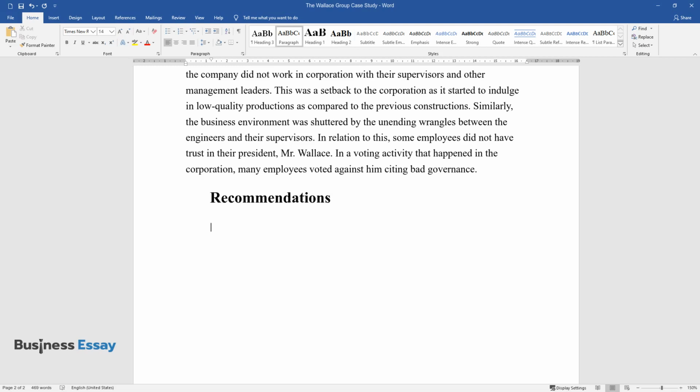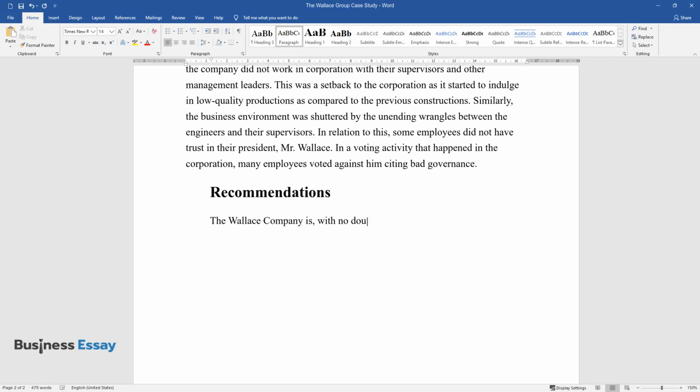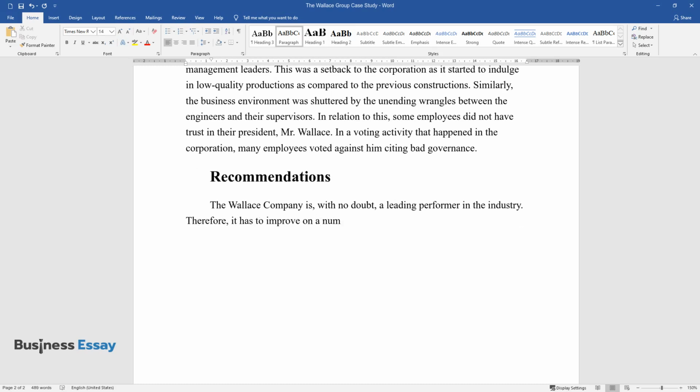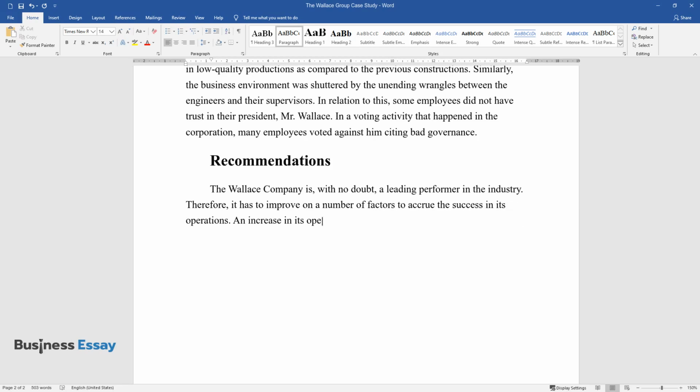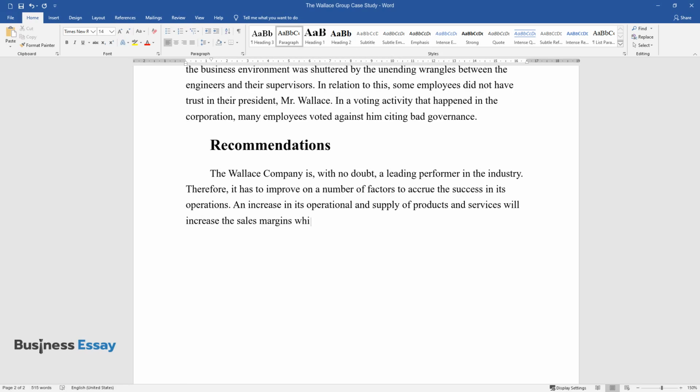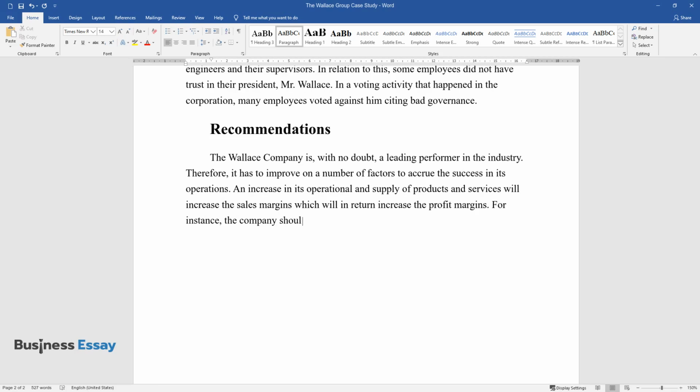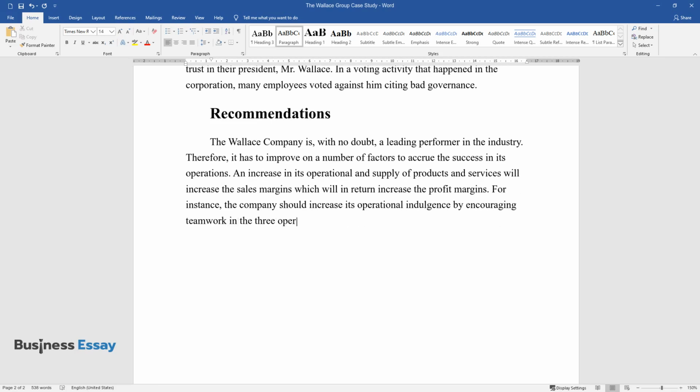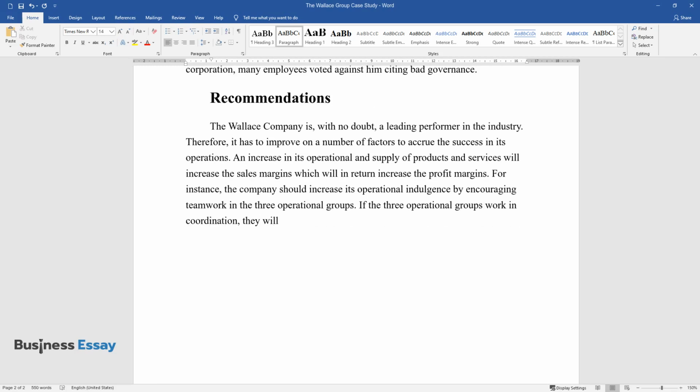Recommendations. The Wallace Company is, with no doubt, a leading performer in the industry. Therefore, it has to improve on a number of factors to accrue the success in its operations. An increase in its operational and supply of products and services will increase the sales margins, which will in return increase the profit margins. For instance, the company should increase its operational indulgence by encouraging teamwork in the three operational groups. If the three operational groups work in coordination, they will increase the profit of the company.